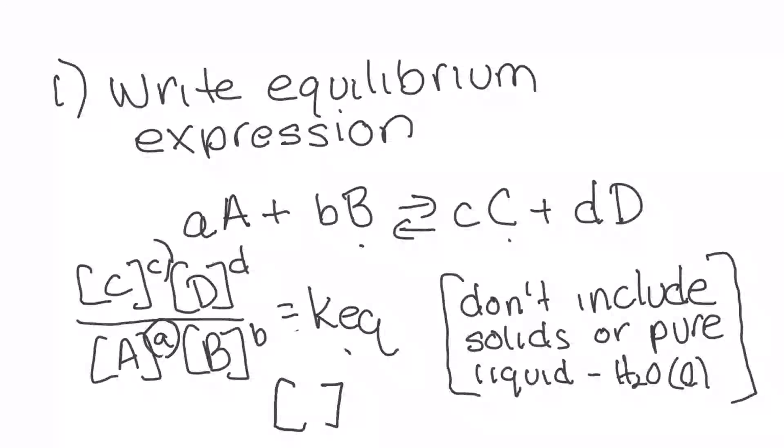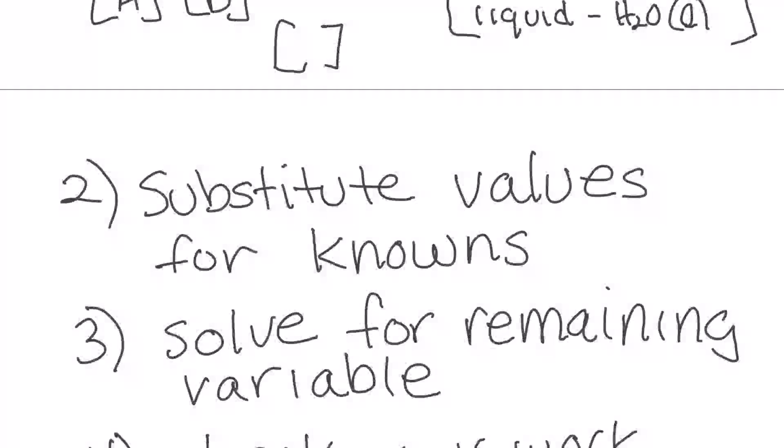And don't forget, as we said in the other video, we don't include solids because their concentration is really not a concentration. You might have a density or something, but it's constant, so that's not included. Nor do you have concentrations of pure liquids, so they're not included in these problems. So you can kind of cross them off when you're writing the equilibrium expression. So let's go to the next step.